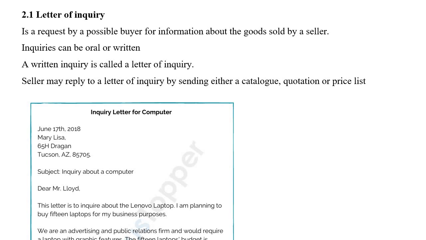And inquiries can be either oral or written. And when the seller receives this letter of inquiry, he may write back to the buyer by sending a catalog, or a quotation, or a price list. These are documents that we are also going to talk about because they are part of the documents of Hometrade.